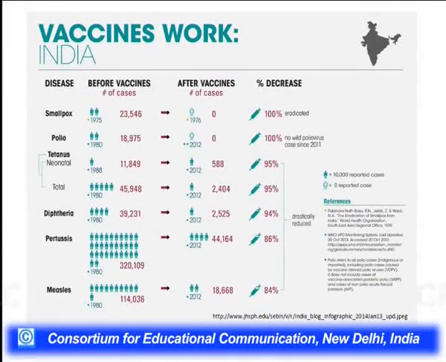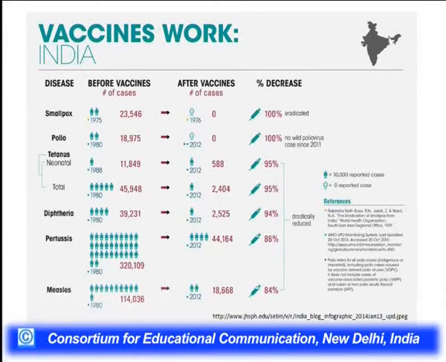Now, if we see how vaccines work in India, take smallpox. In the year 1975, before the vaccines, there were about 23,546 deaths because of smallpox. After the vaccines came up in the year 1976, it was 100% eradicated. So we can see how effective these vaccines are. Then in the 1980s, before the polio vaccine came into the picture, there were about 18,976 cases. But in the year 2011-12, it was reported that not a single case of polio virus had been detected in India. So there has been a complete wipe out of polio virus infection.